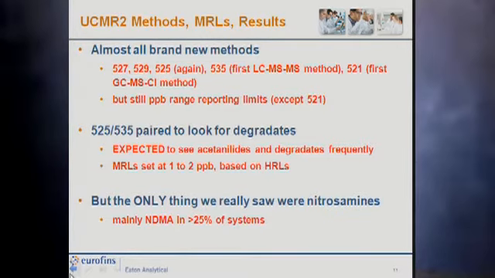525 data was collected really because people wanted to look at not only the degradates from the acid analyte herbicides, but also the parent compounds. The MRLs for all of those were basically in the 1 to 2 ppb range, which in retrospect was probably a bad idea to look that high. The only thing that we really saw were nitrosamines, but we saw that in almost 25% of public water supplies, and that's driven largely by the fact that we're looking at the 2 ppt level and not at the 2 ppb level.